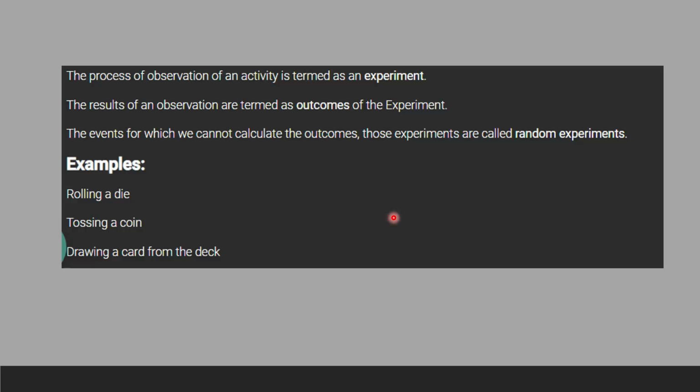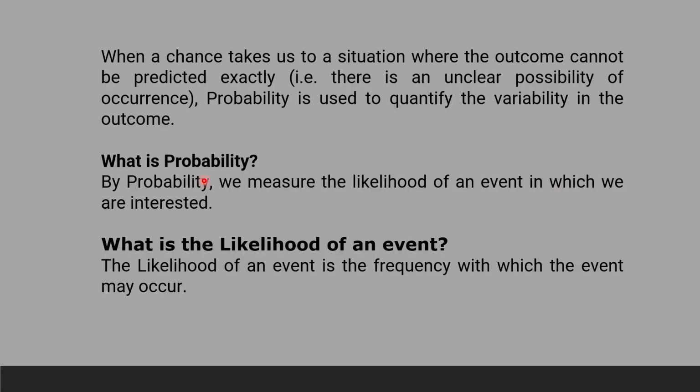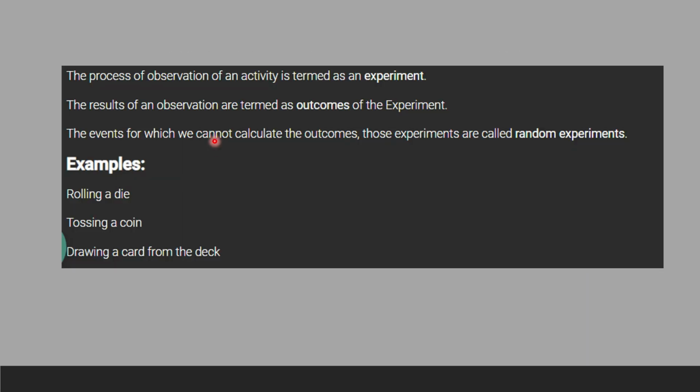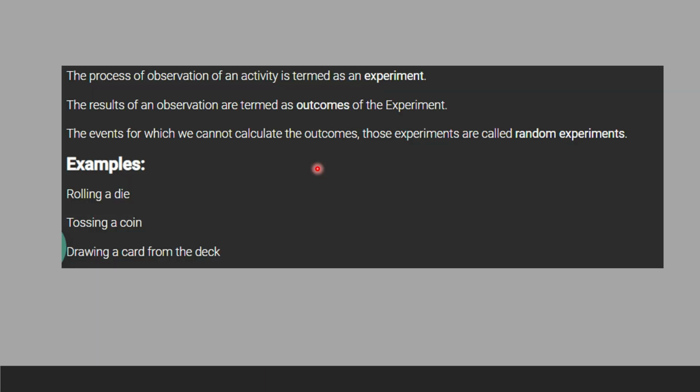With respect to this diagram, there is some explanation here. The process of observing an activity is termed an experiment. Here we can consider the experiment of tossing a coin. The results of an observation are termed the outcomes of the experiment. So when you toss the coin, whether it will be heads or tails is known as an outcome.